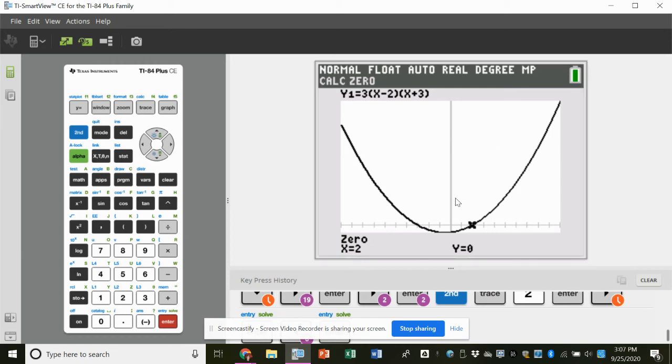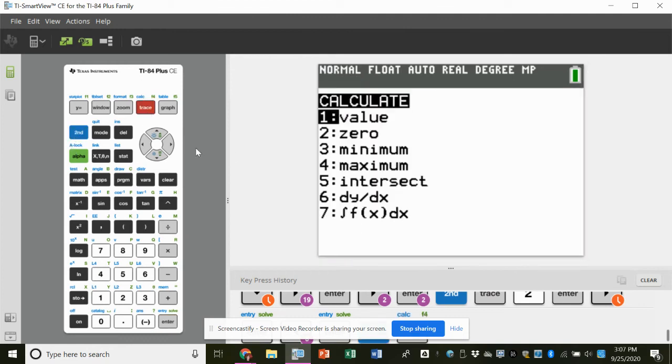So our calculator so far has been able to tell us any output for a given input, specifically the y-intercept using the value. And it's also been able to tell us our 0. 3 and 4 are 2 different ways for our calculator to tell us the minimum or the maximum. So when we have the minimum or the maximum, we have to really know, is our parabola going to be with a positive amplitude or negative amplitude?